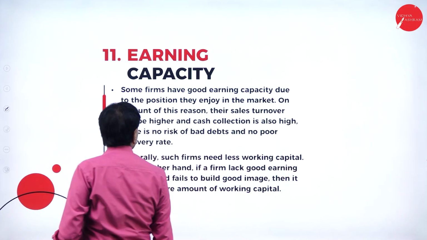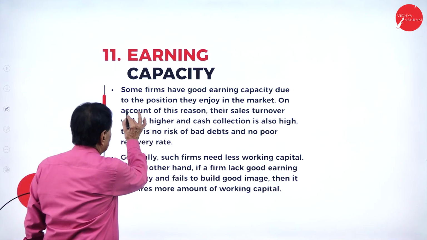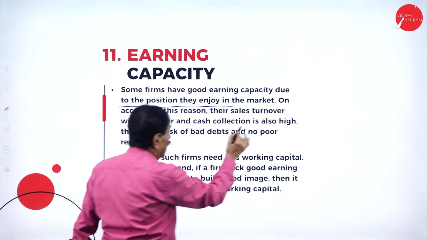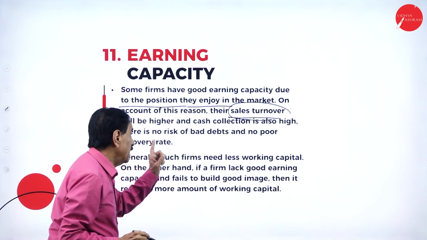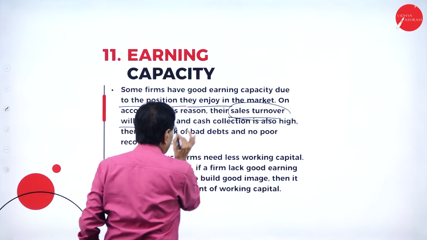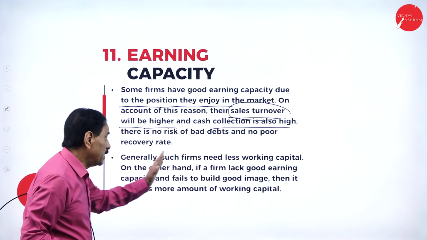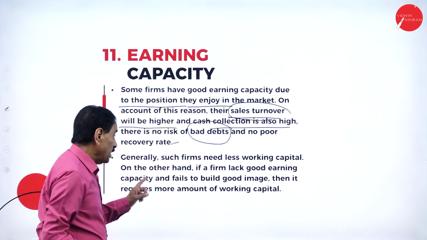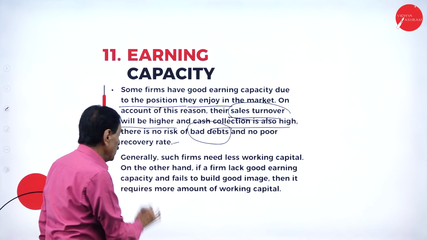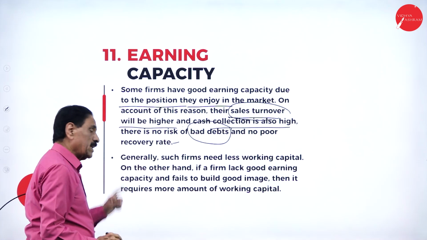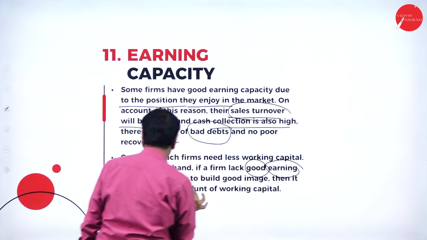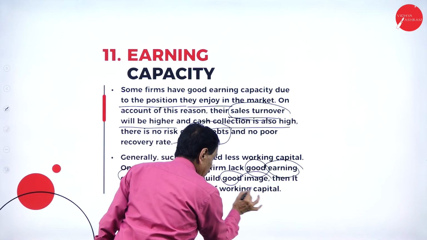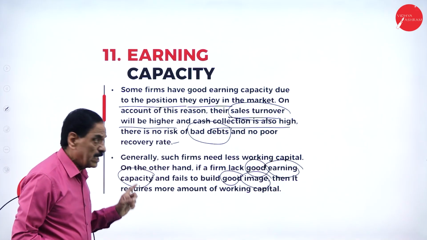11th one, earning capacity. Some firms have a good earning capacity due to the position they enjoy in the market. On account of this reason, their sales turnover will be higher and cash collection is also high. There is no risk of bad debt. This is important. And no poor recovery rate. Generally, such firms need less working capital. On the other hand, if a firm lacks good earning capacity and fails to build a good image, then it requires more amount of working capital.